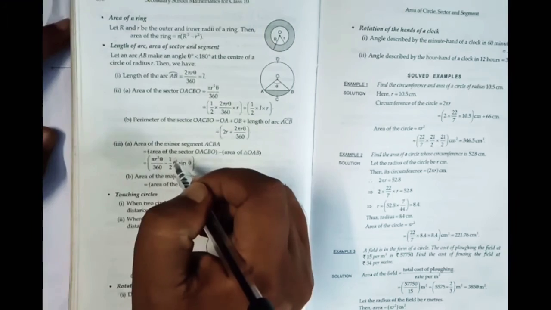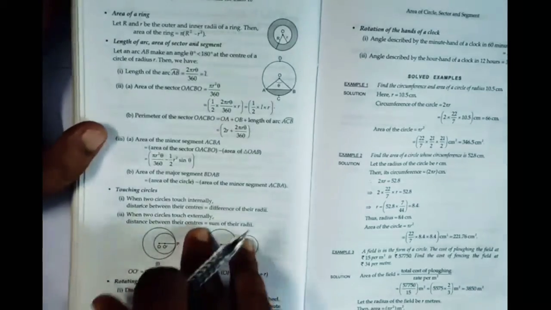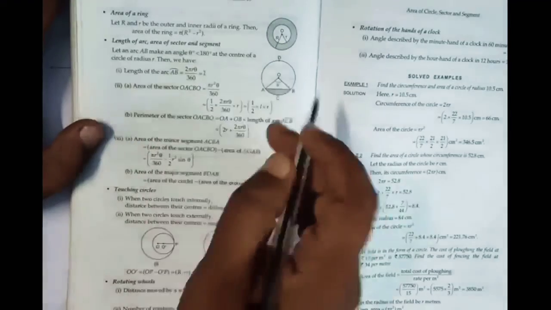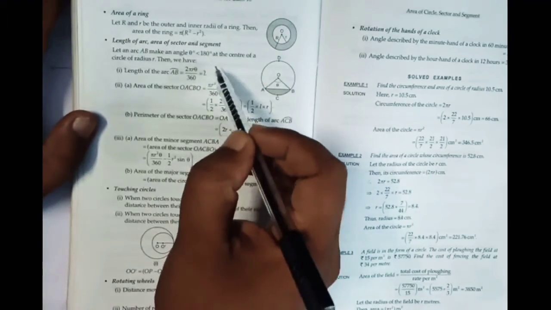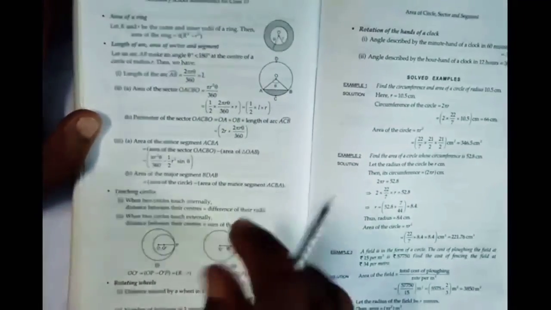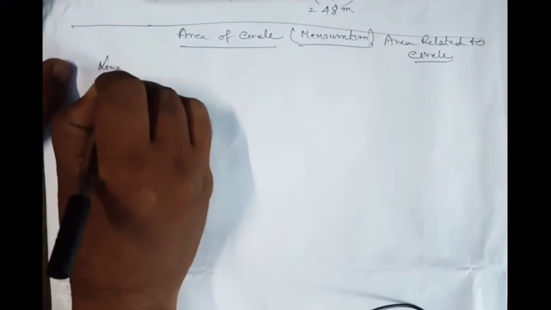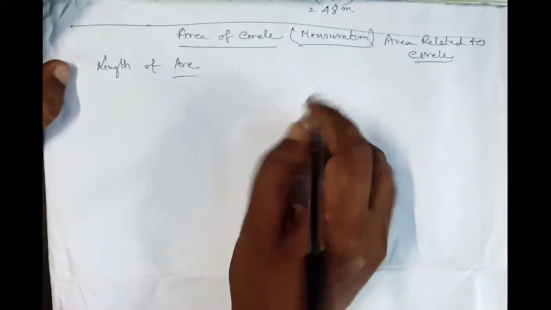Now the main highlight, the main thing in this video that we have to learn, is the length of arc, area of sector and segment. First we have to find the length of arc, then area of sector and segment. Length of arc, these things we have to discuss in this video now.